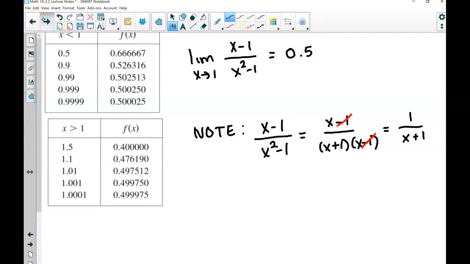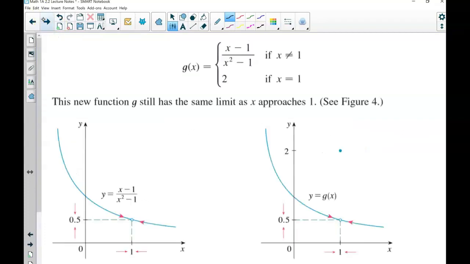Now, this first example is illustrated by the graph of f in this figure. Now let's change f slightly by giving it the value 2 when x is equal to 1. So what's happening here is now we have a piecewise function. The first piece is x minus 1 over x squared minus 1 if x does not equal 1, because it would make it undefined. And then you have the value of 2 if x is equal to 1.